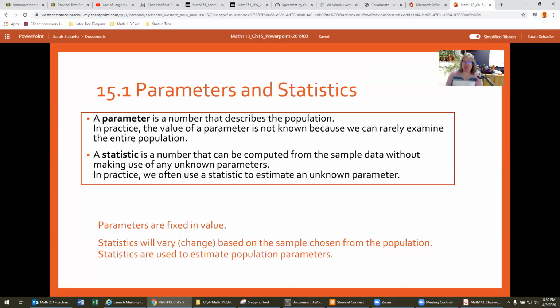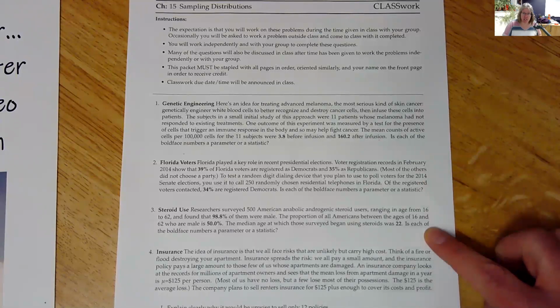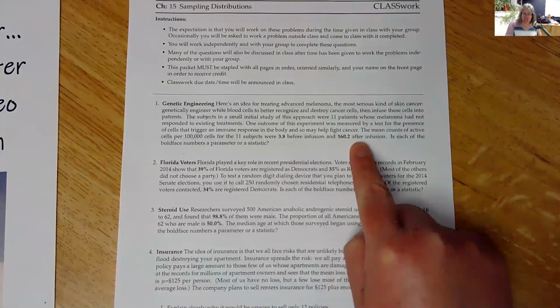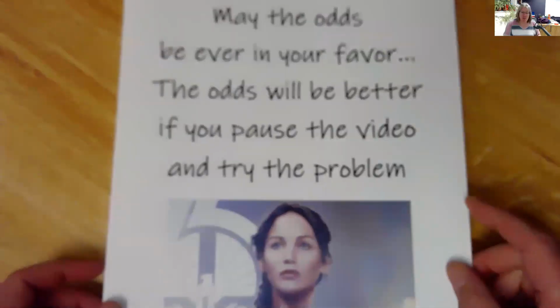Okay. Parameters are fixed in value, and statistics will vary or change based on the sample that we choose from our population. Okay, so let's take a look at our classwork and get some practice doing that. On your classwork, you have 3 examples, and you'll notice some bold-faced font in each example. You're going to decide if each one of these is either a statistic or a parameter. It might be that in each example, they're both statistics or both parameters, or maybe one is a statistic and the other is a parameter. So you're going to go ahead and pause the video and give that a try.